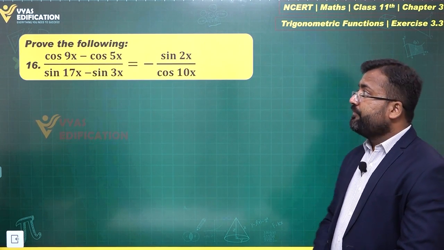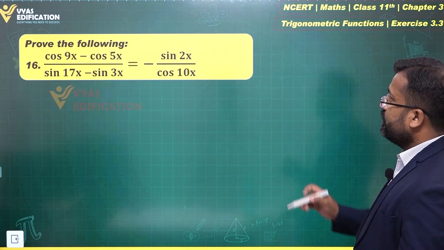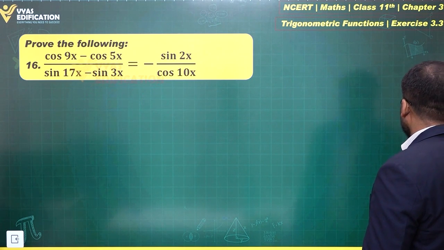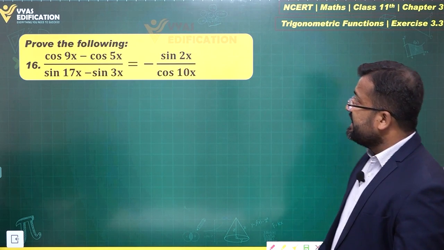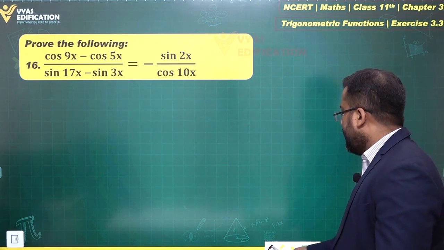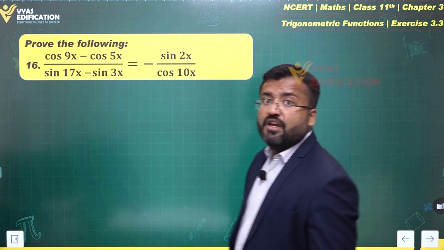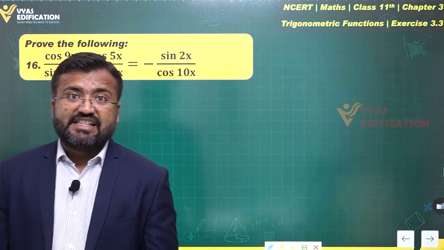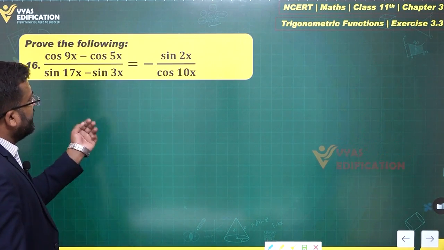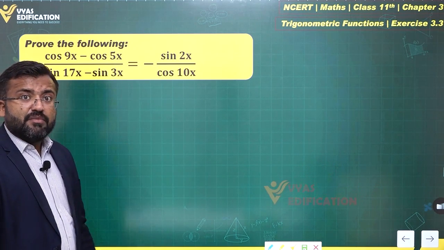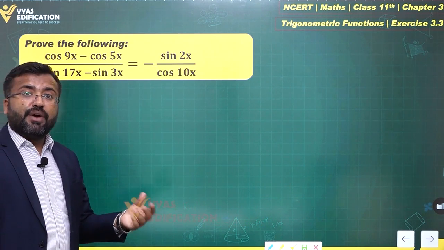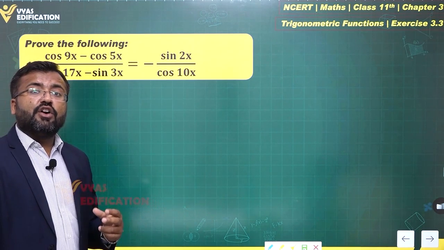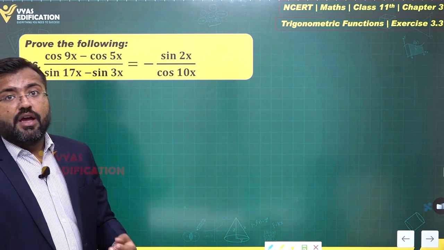Let's solve this question. 16th, cos 9x minus cos 5x over sin 17x minus sin 3x is equal to something. How do we prove this one? So what we'll do is we'll begin with the LHS. LHS looks pretty complicated. It can be simplified maybe by using the difference transformation formula, converting differences into products.